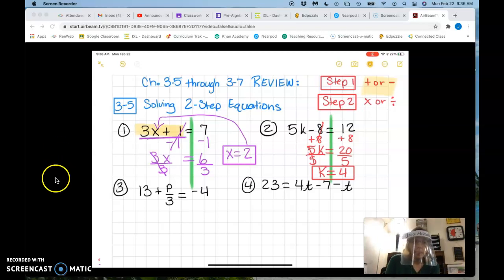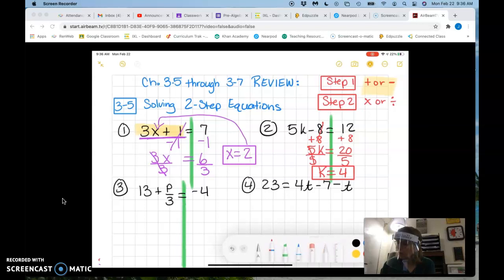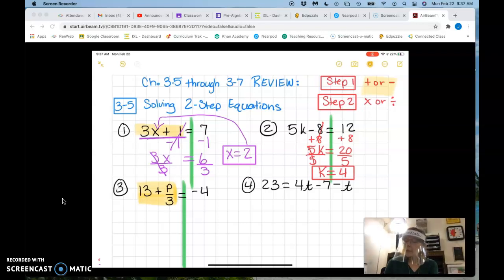Okay? All right, so let's do 3 together because it's a little bit different. What's that? You did it? Okay. Let's see if you got it right. Okay, so the first thing I'm going to do, just like every time, look at what's happening to the variable and do the opposite. Step 1, add or subtract. Yes, so 13 is right now being added to p plus 3, so I'm going to do the opposite.